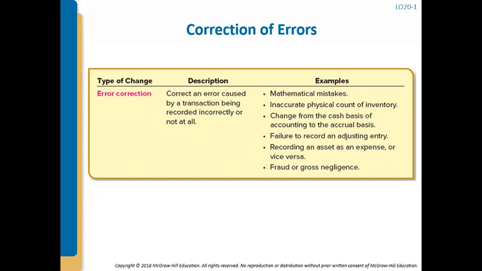The second thing we're going to talk about is correcting errors. Errors could be because of mathematical mistakes, could be an inaccurate physical count of inventory. You could change from a cash basis to accrual basis of accounting. You could fail to record an adjusting entry. Recording an asset as an expense or vice versa. Could be because of fraud or gross negligence.